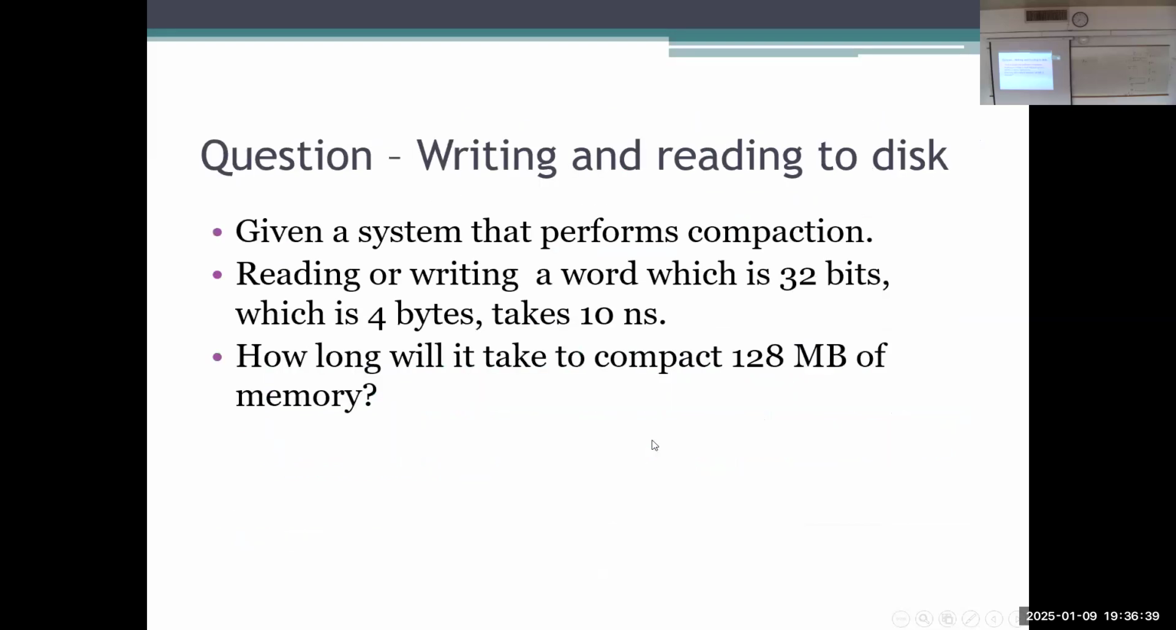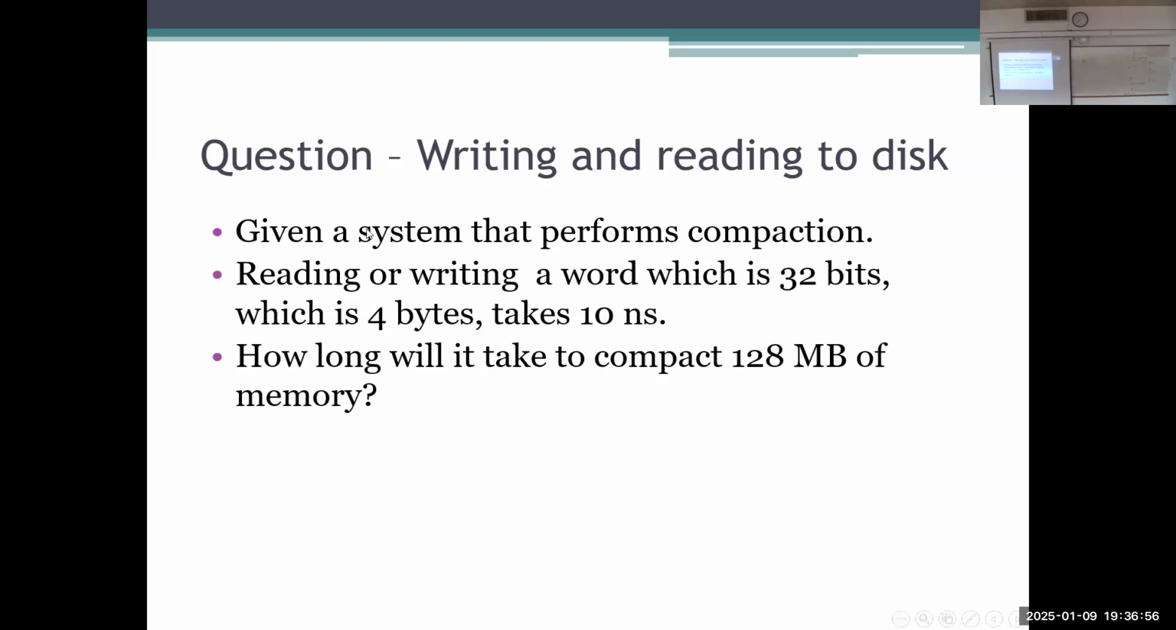Okay, next question. I wanna finish at 8. What time is it? It is 7:36. What time are we supposed to finish? 7:50. Oh, 7:50, okay.